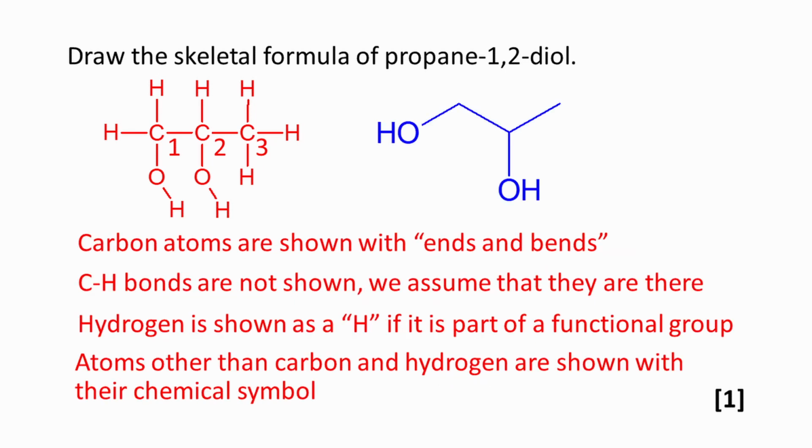The skeletal formula is shown in blue. Skeletal formula is a shorthand that has the advantage of showing the shape of organic molecules. Carbon atoms are shown with ends and bends. Carbon makes 4 bonds in stable organic molecules. If a carbon appears to be making fewer than 4 bonds, we assume that the remaining bonds are to hydrogen atoms. Hydrogen is shown as an H if it is part of a functional group. Atoms other than carbon and hydrogen are shown with their chemical symbol.